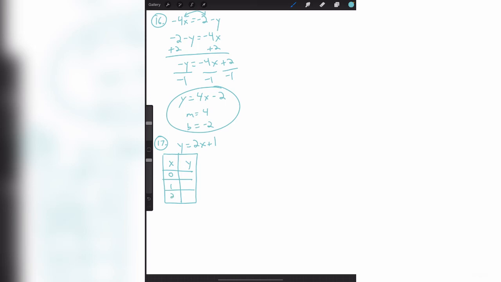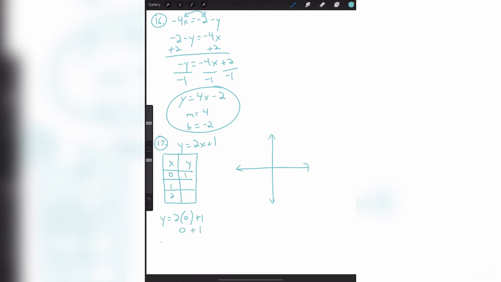And if I'm going to graph this, I first need to complete my table, right? So I'm going to substitute in y is equal to 2 times 0 plus 1. Substitute in this value right here. That gives me 2 times 0 is 0 plus 1 is 1.